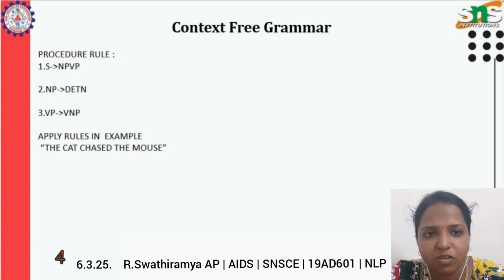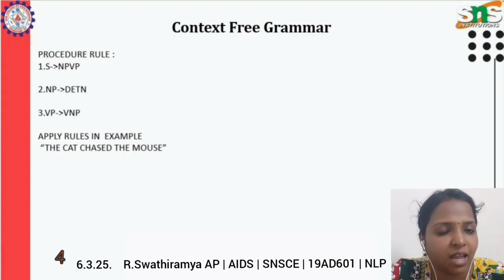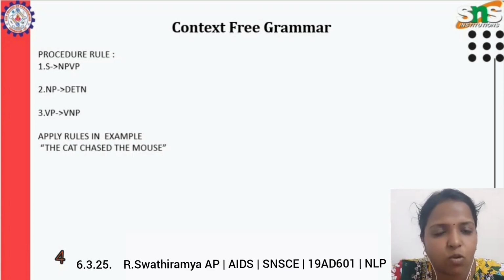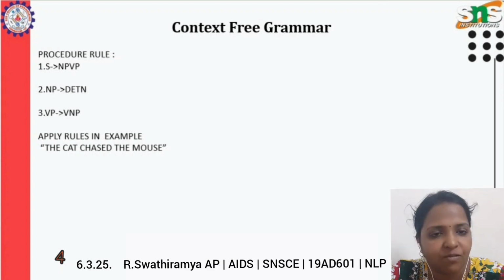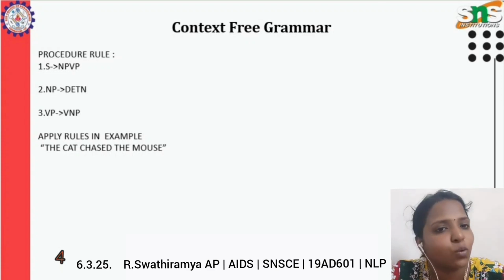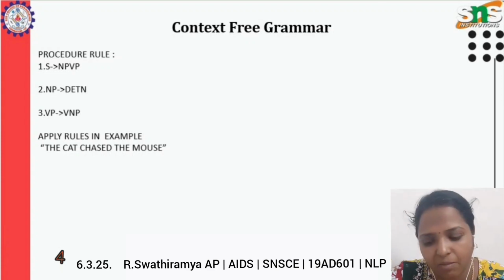So we are going for the next rule, that the noun phrase should have the determiner, then the noun. Let's take the noun phrase. Here the noun phrase was the cat. Cat was a noun, and obviously the was a determiner. So we have the determiner first, then the noun. So the second rule also has been satisfied very well with my example.